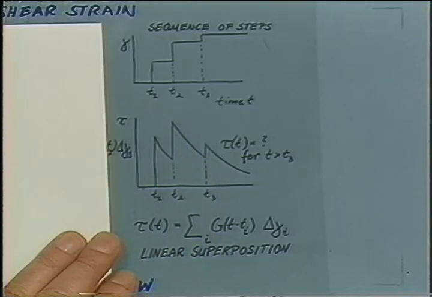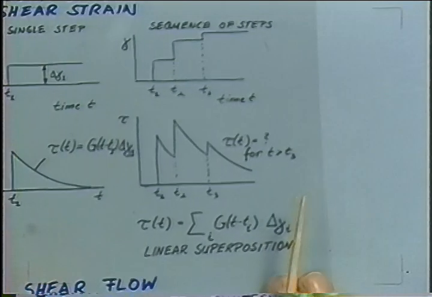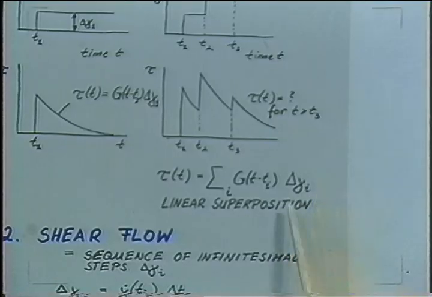That's allowed at small strains, where everything is linear, the relations are linear. So the total stress is given as the sum of the individual strains multiplied with the moduli. And now note that each of the moduli starts to count at t minus ti, ti being the time where this little strain is introduced. Okay?